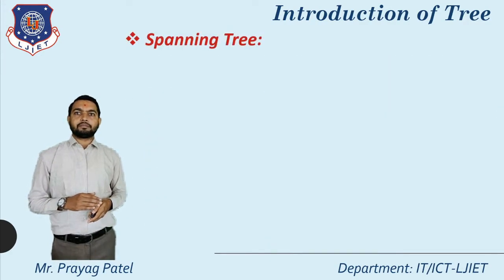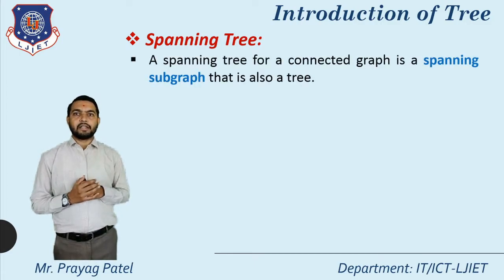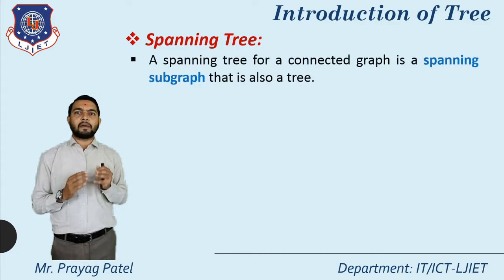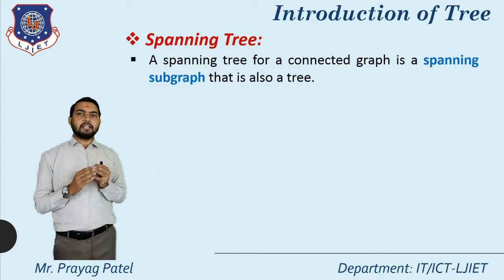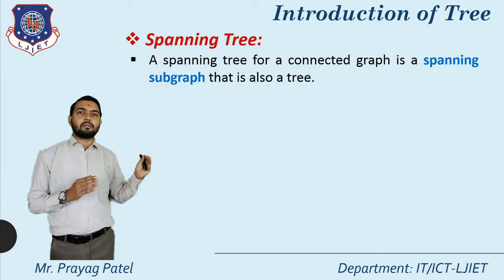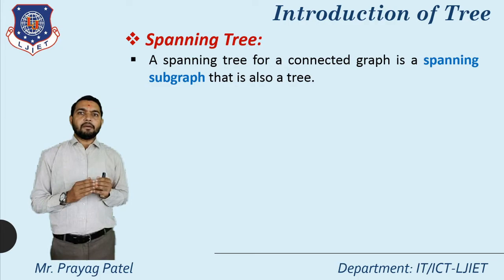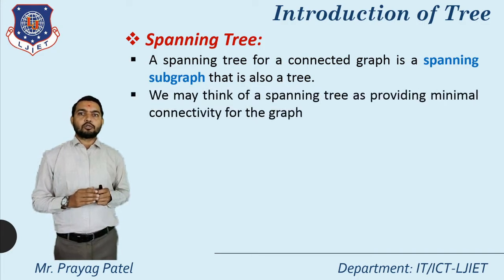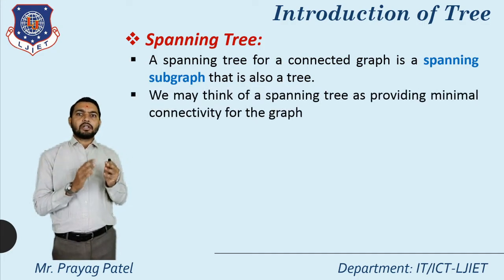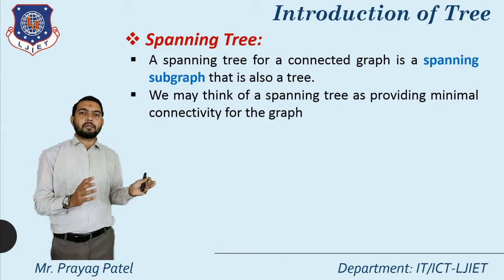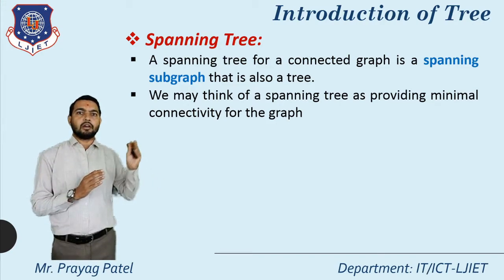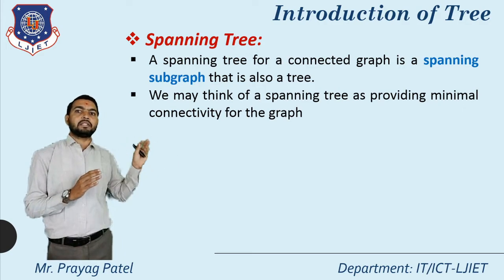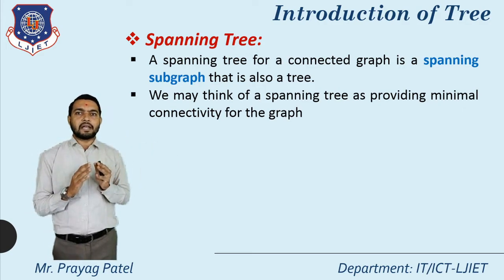Okay, now after that, the definition of the spanning tree. We already know what a spanning graph is. For understanding the spanning tree, you must have knowledge about the spanning graph. A spanning graph or spanning tree for a connected graph is a spanning subgraph that is also a tree. For the spanning tree, the main requirement is that the graph is a spanning subgraph, and in that spanning subgraph no cycle is available. That means this spanning subgraph is a tree.